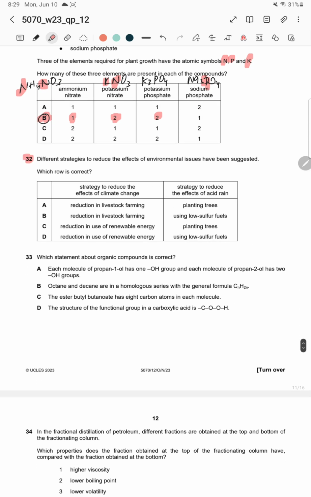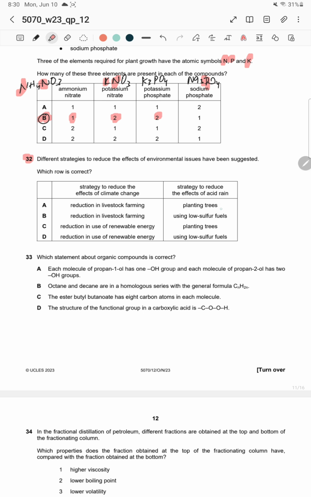Talking about 32, different strategies to reduce the effect of environmental issues have been suggested. Which row is correct? For 32, option A is a strategy to reduce the effect of climate change: reduction in livestock farming. That's not feasible. B is reduction in livestock farming, using low sulfur fuels, a strategy to reduce the effect of acid rain.